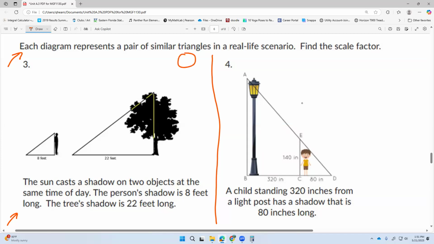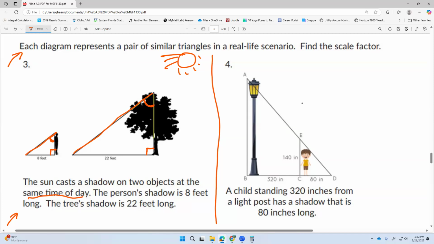Okay, so apparently the sun is over here shining. If it's at the same time of day, remember that tells us about the angle formed. The angle formed from the top of the tree down is going to be the same as the angle formed from the top of the man's head down to the ground. Another thing that we know is that we can always put a right angle for the person standing and a right angle for the tree.